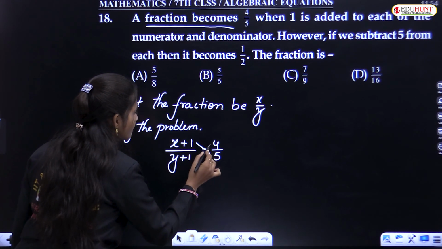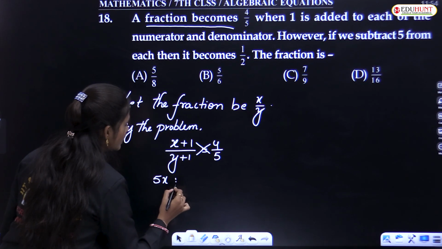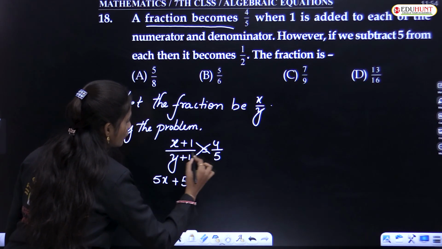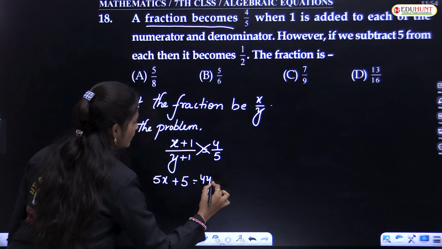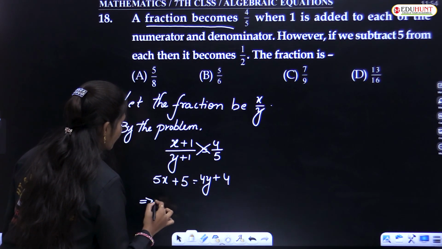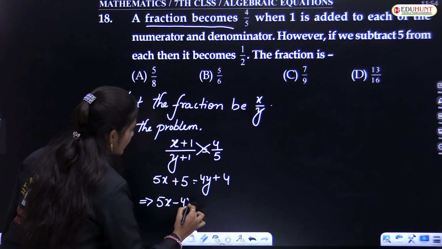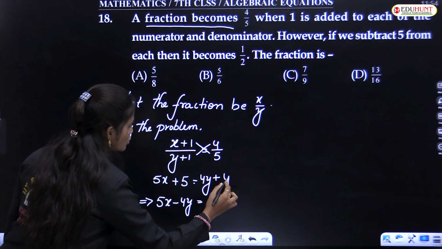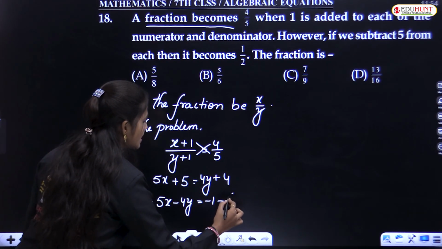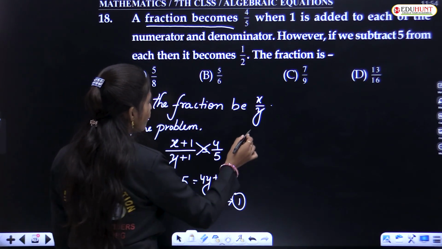Now simplify this one. Cross multiplication. 5 into x is 5x, plus 1 into 5 is 5, which is equal to 4 into y is 4y, plus 1 into 4 is 4. So here 5x, let us move the y term to the LHS, so that becomes minus 4y, which is equal to 4 minus 5, which is minus 1. So this is equation number 1.